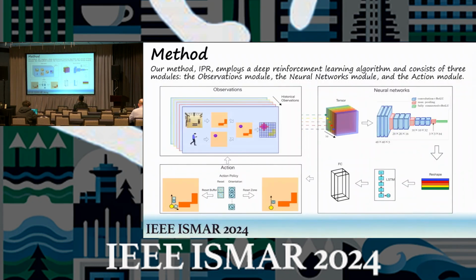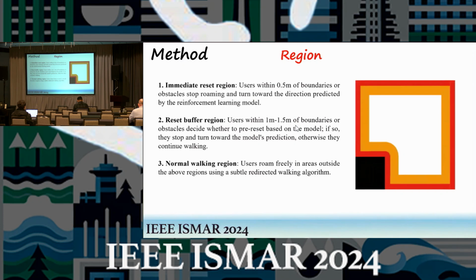The overall structure of IPR consists of three models. The observation model collects real-time data on the physical environment layout and user working paths. The network model takes a series of data as input and predicts corresponding actions using neural networks. The action model executes the predicted actions based on the neural network's output and anticipates the observed data.